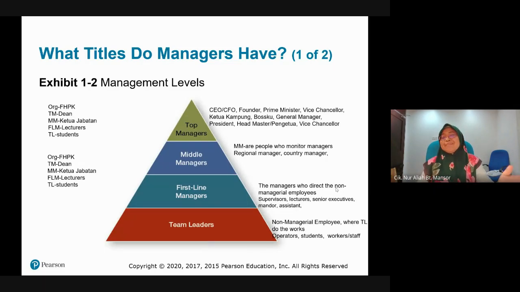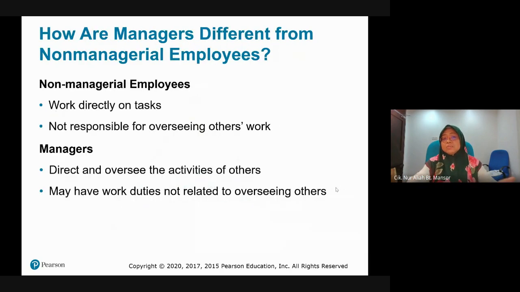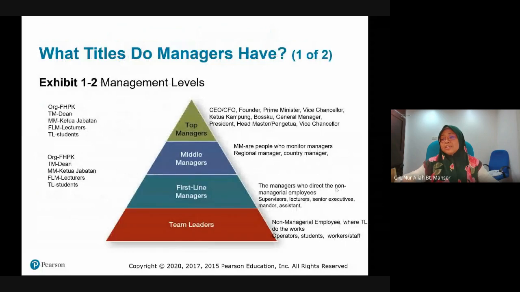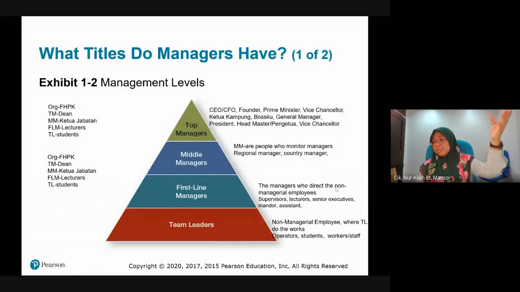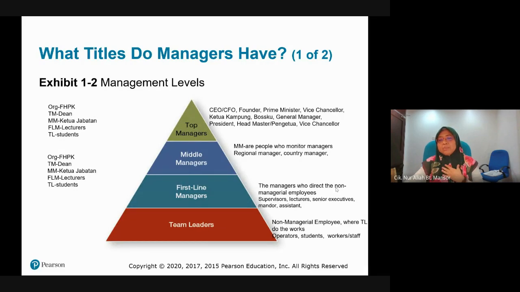Tak tahu. But because I'm a first line manager, I always get questions asked by team leaders or people who are, meaning, non-managerial employees. Okay. And then we have middle managers. In my own team, I'm actually a middle manager. Saya dalam team saya sendiri sebenarnya saya middle manager. But when teaching, I'm a lecturer, saya first line manager. And dalam organisation lah, we're talking about a university ya.